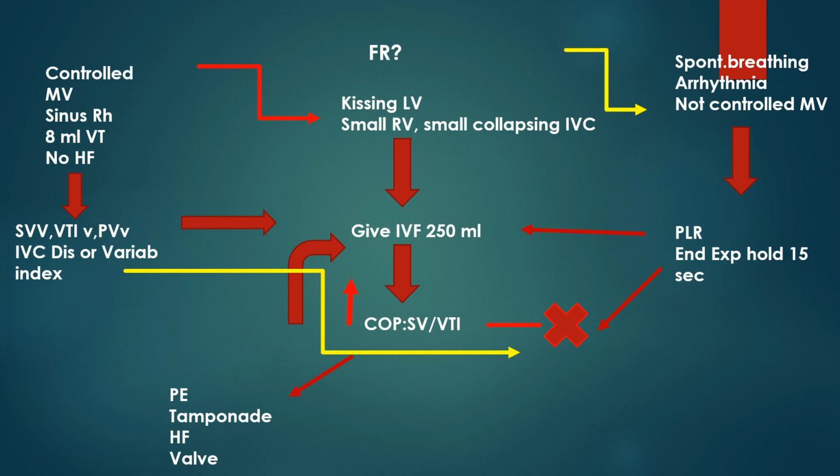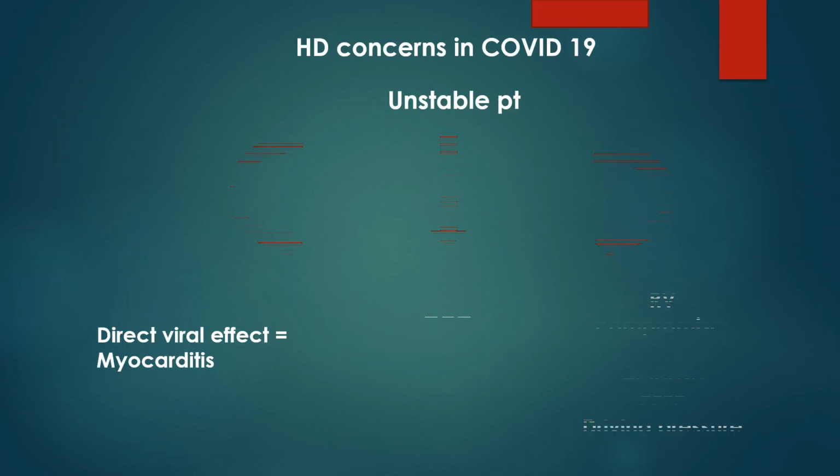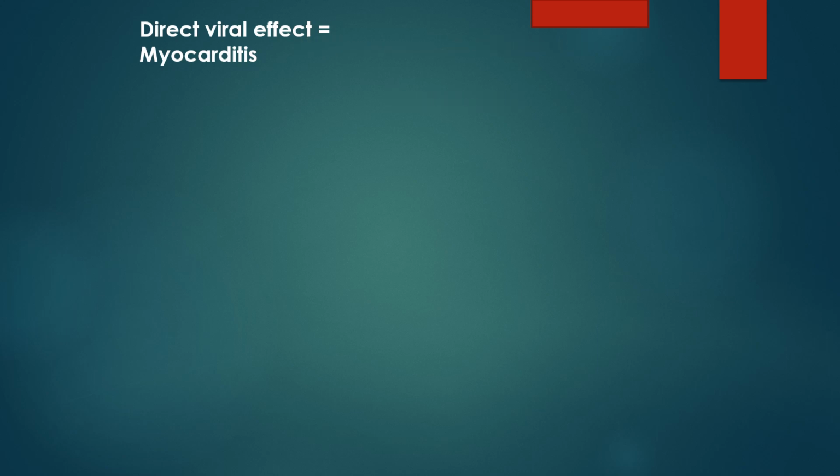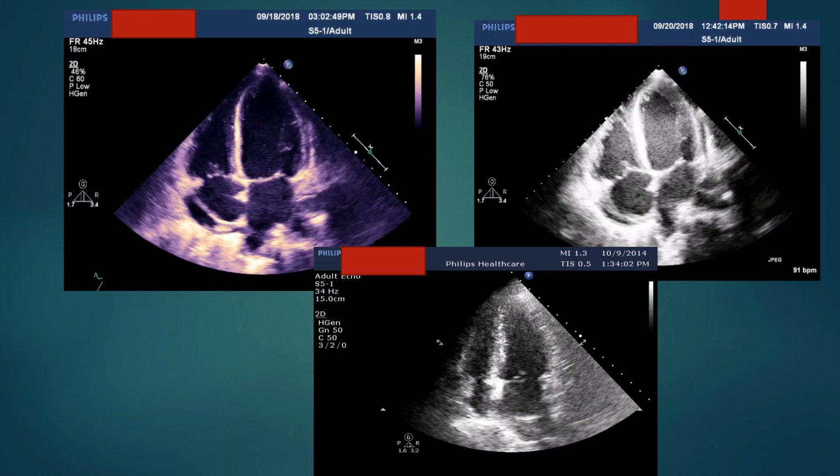If the cardiac output doesn't increase, you have to be sure that there is no tamponade, pulmonary embolism, heart failure, or valve issues. False negative. Again, the hemodynamic instability might be due to a direct viral effect on the heart, what we call myocarditis.